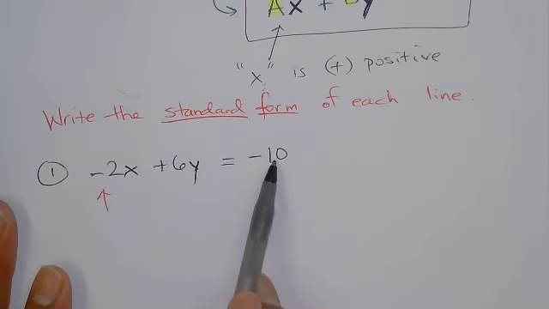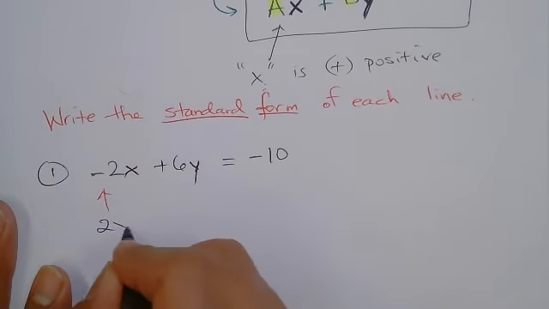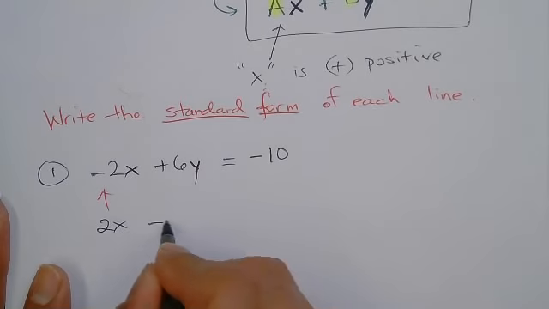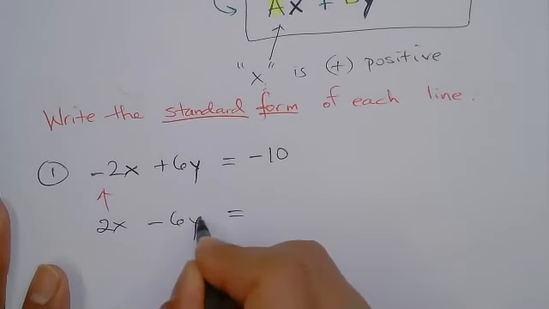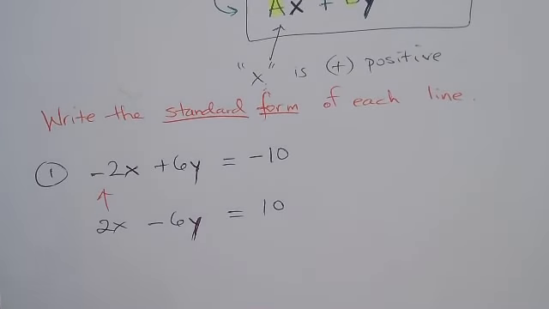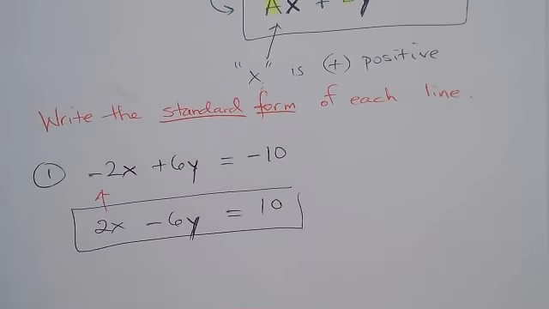What would you do? Does everybody agree you're going to multiply negative 1 to all of these? Yeah. So really what's just going to happen? You can do this in your head. You just change all the signs. I've already taught you that. 2x, and that'll be a minus 6y is equal to what? A positive 10. Okay, then that would be the end. Okay, this is an easy one. Number 1, so easy. Everybody agree?